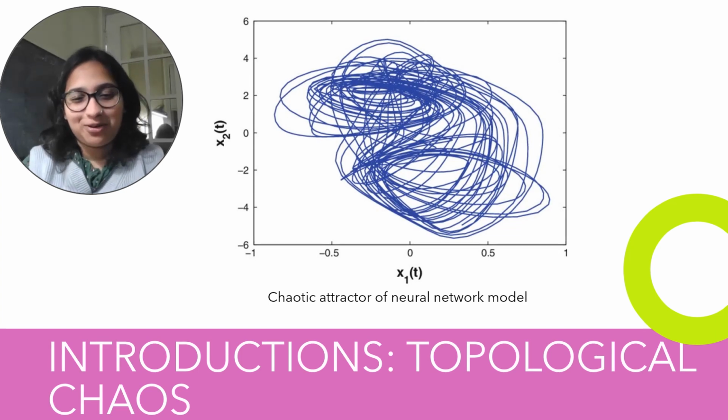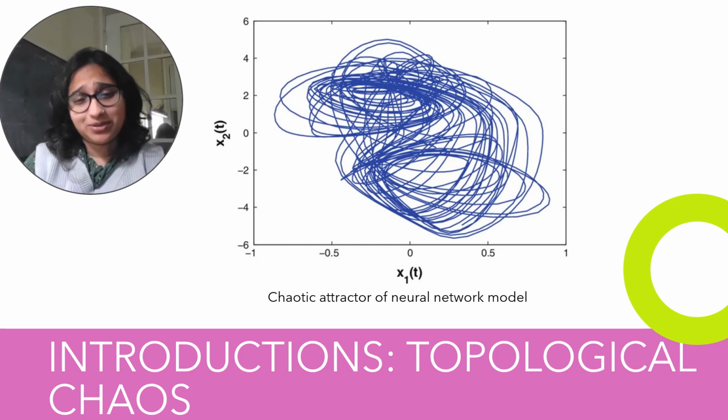Now we can finally go for topological chaos. Topological chaos is a type of chaos that arises due to the structure of complex networks, and it can be visualized with a chaotic attractor. Here we have an image of a chaotic attractor from a neural network model.